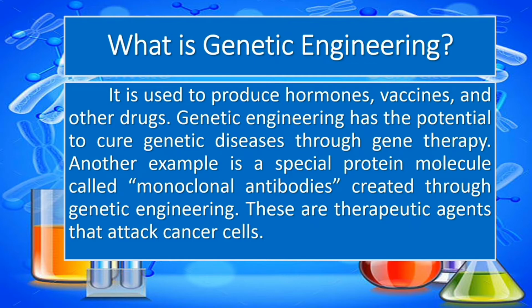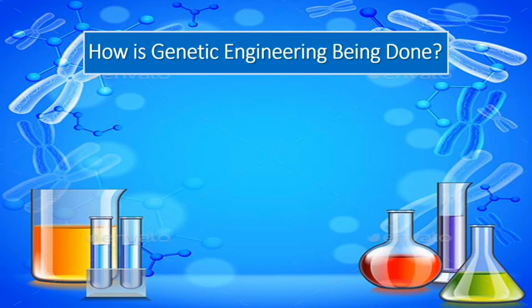Another example is a special protein molecule called monoclonal antibodies created through genetic engineering. These are therapeutic agents that attack cancer cells. So, how is genetic engineering being done?